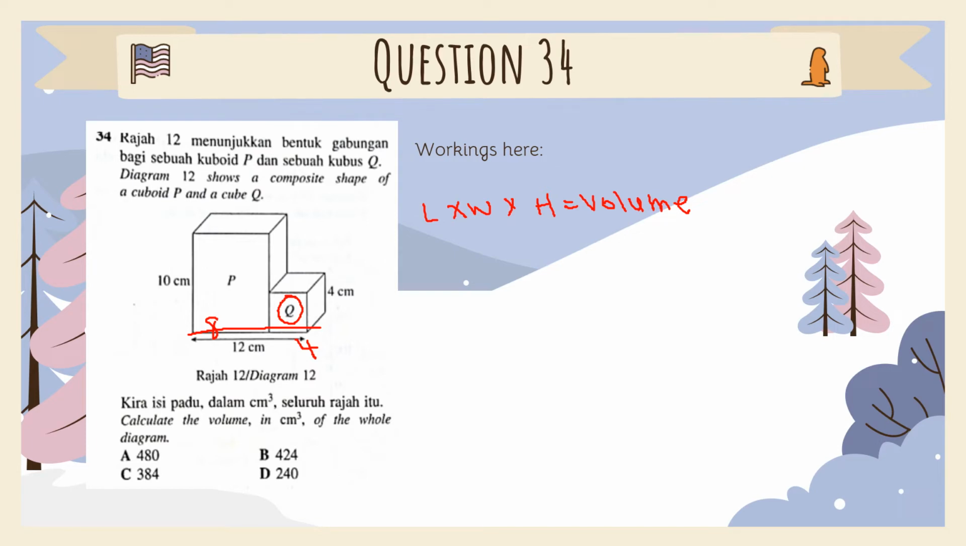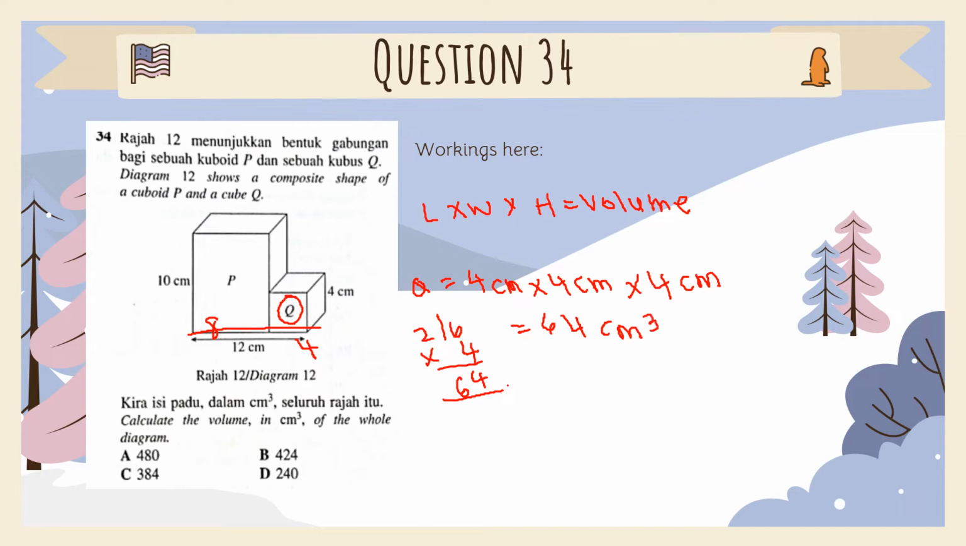Now what we have to do is first find the volume for the cube, because for a cube you just have to multiply one number 3 times because all the sides are the same. So first let's just find Q. 4 centimeter times 4 centimeter times 4 centimeter. 16 times 4. Okay, so we know that cube Q is 64 cubic centimeter.